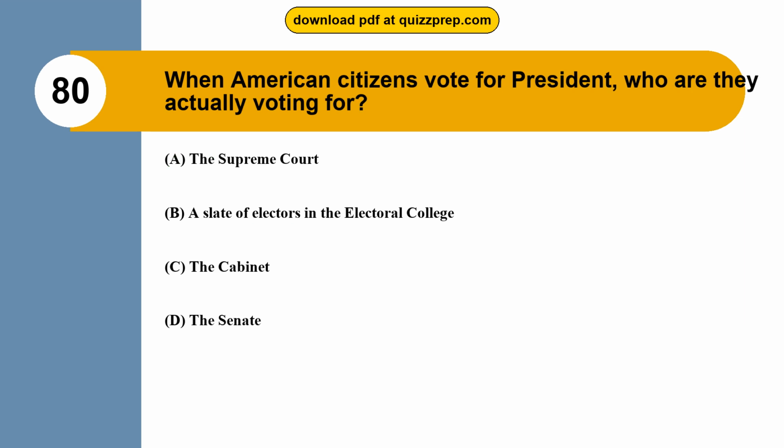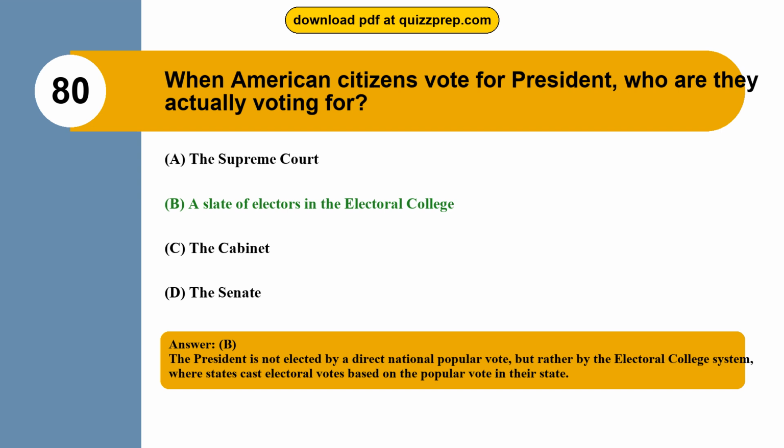Question 80. When American citizens vote for president, who are they actually voting for? Option A, the Supreme Court. Option B, a slate of electors in the Electoral College. Option C, the Cabinet. Option D, the Senate. The correct answer is option B, a slate of electors in the Electoral College. The president is not elected by a direct national popular vote, but rather by the Electoral College system, where states cast electoral votes based on the popular vote in their state.